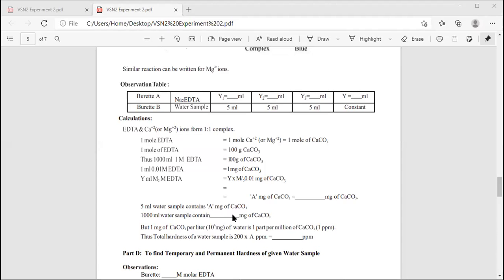641.4 is the correct answer. Which is this hardness? Total, permanent or temporary? Have you boiled the water sample? Have you boiled the water sample here?